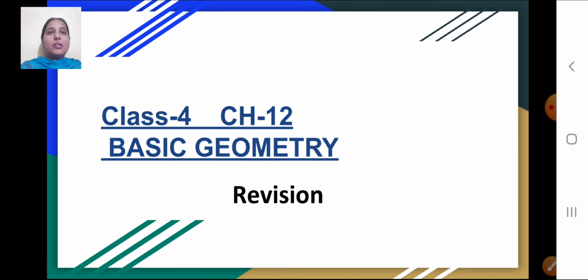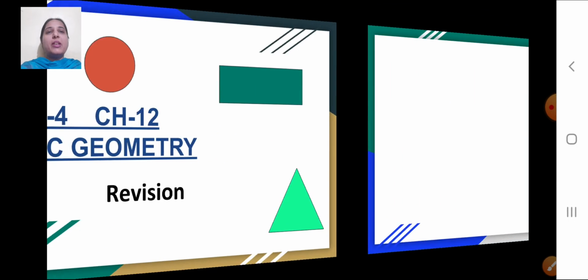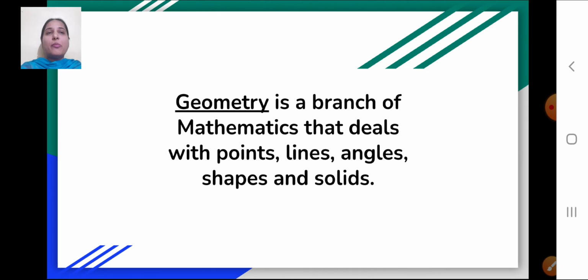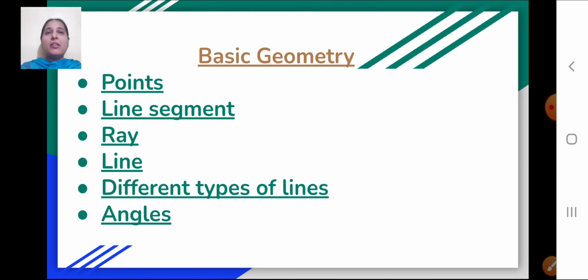So children, basic geometry. What is geometry? Geometry is the branch of mathematics that deals with points, lines, angles, shapes and solids. In basic geometry we will again revise points, line segment, ray, line, different types of lines and angles.